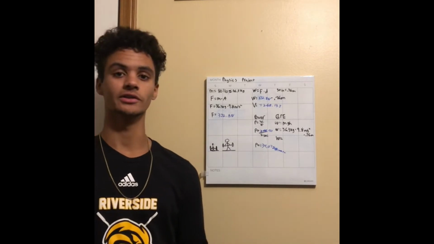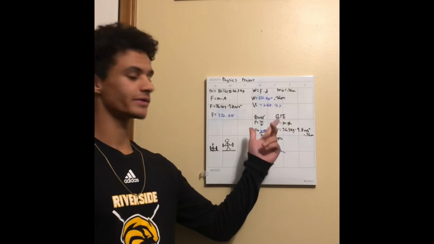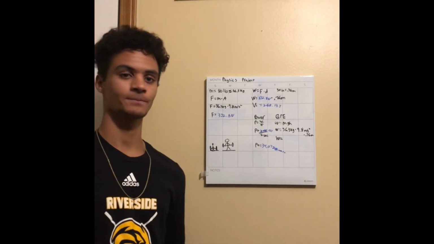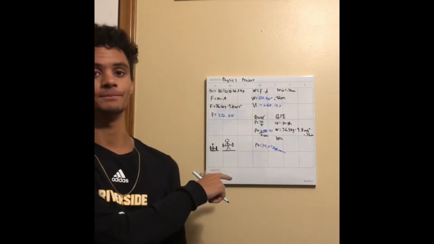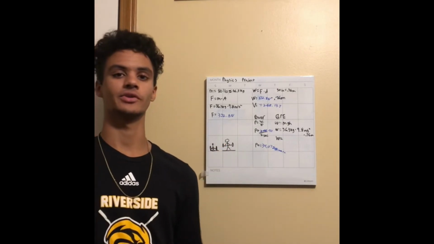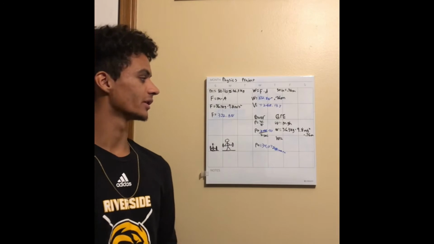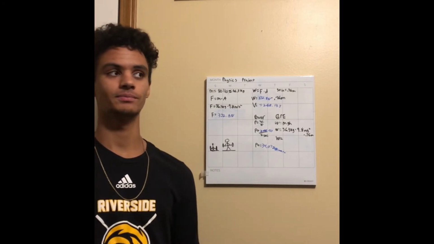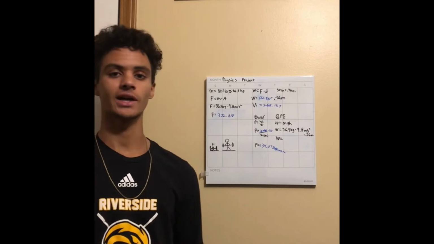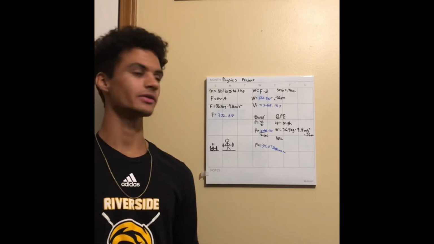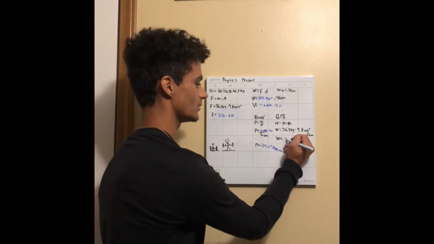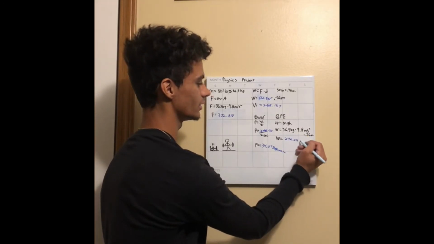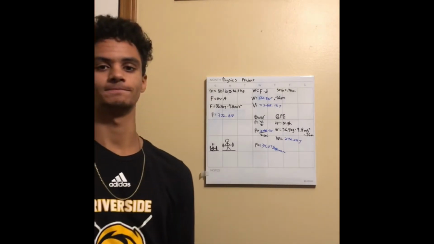And then finally, if we want to find the gravitational potential energy, which is the stored energy at its maximum height, we would take mass times gravity times height. So we take 36.3 kilograms times 9.8 meters per second squared times 0.76 meters, you get 270.04 joules.